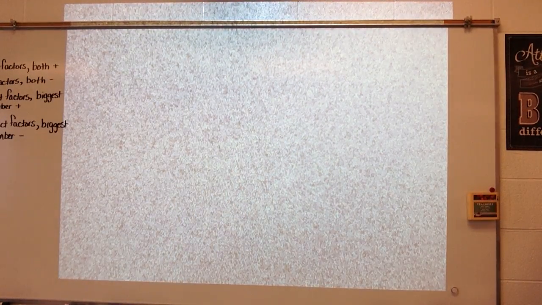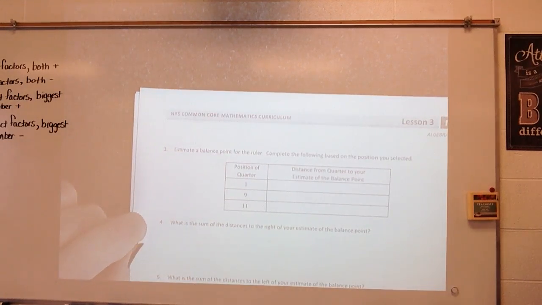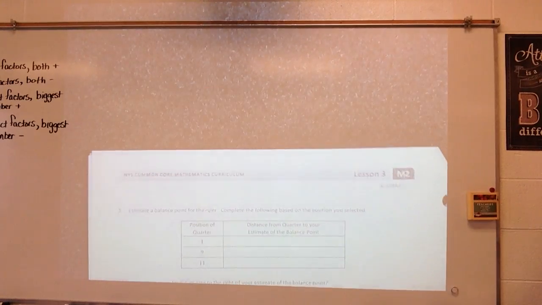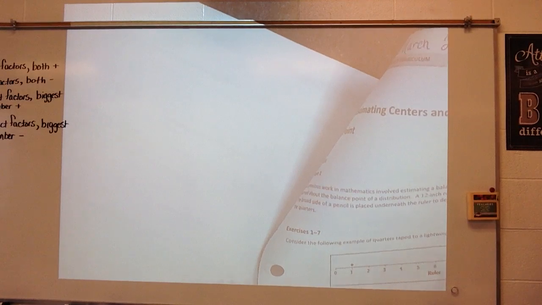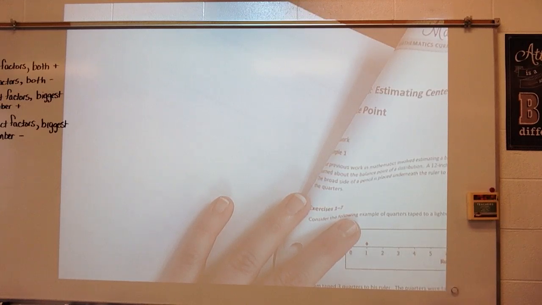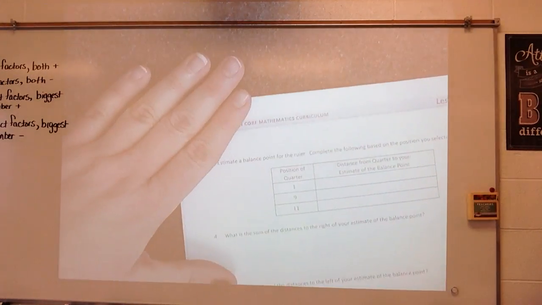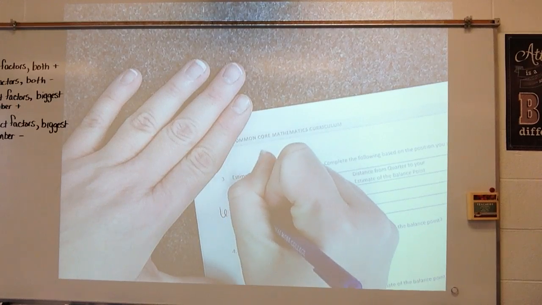It says, estimate the balance point for the ruler. Complete the following based on the position you selected. The position of quarter 1. Distance from quarter to your estimate of the balance point. So where do we think we're going to balance this? Do we think maybe if we move it to 6, that might work? Alright, so let's see. We're going to say we're going to put the balance at 6 inches.